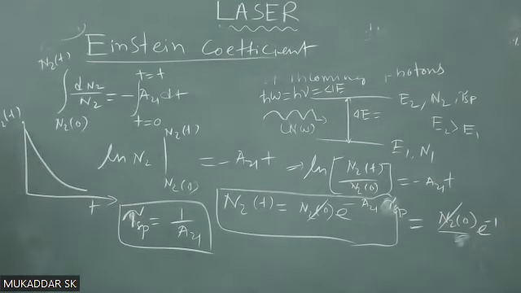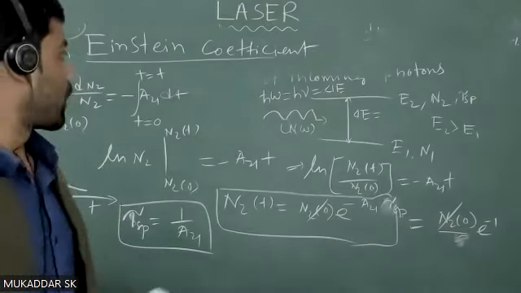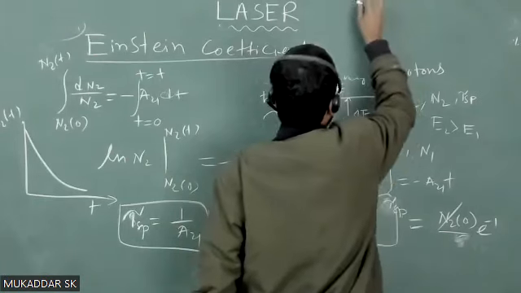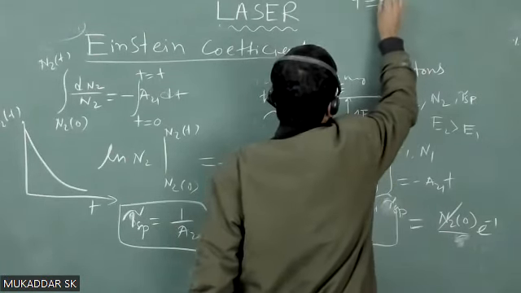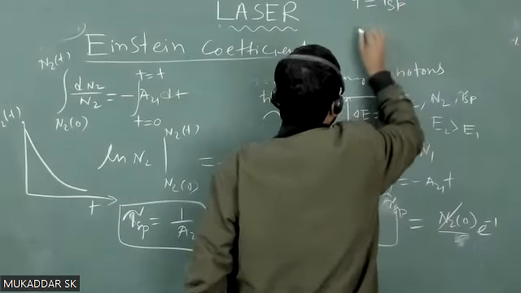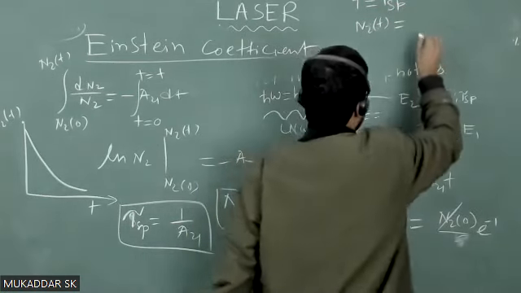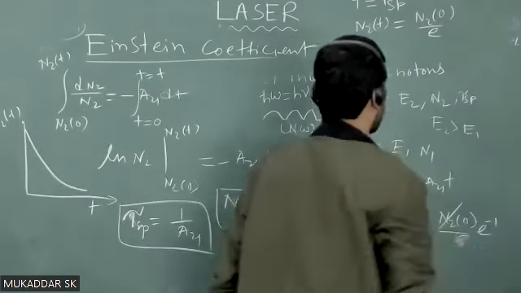Okay, so if you know, yes. Sir, please explain this last step. What you did? So what is spontaneous lifetime? Spontaneous lifetime मतलब ये time है, time at which, at time t equals tau sp, that N2(t) becomes N20 by e.